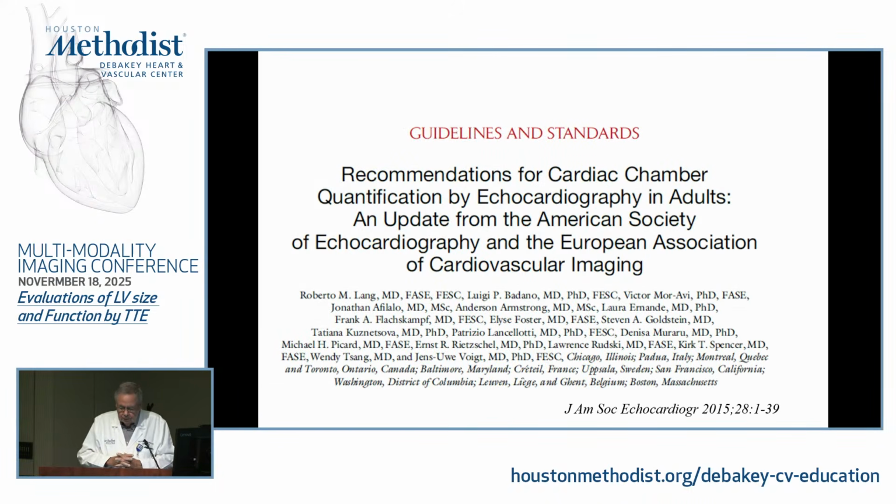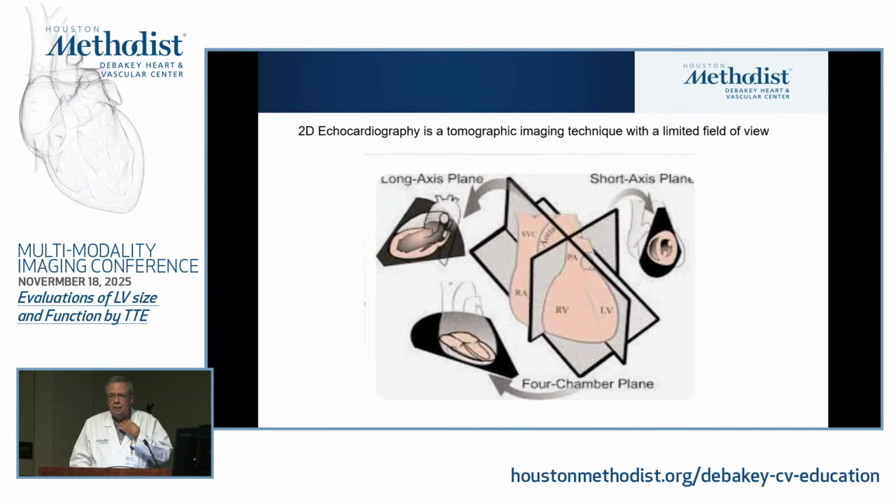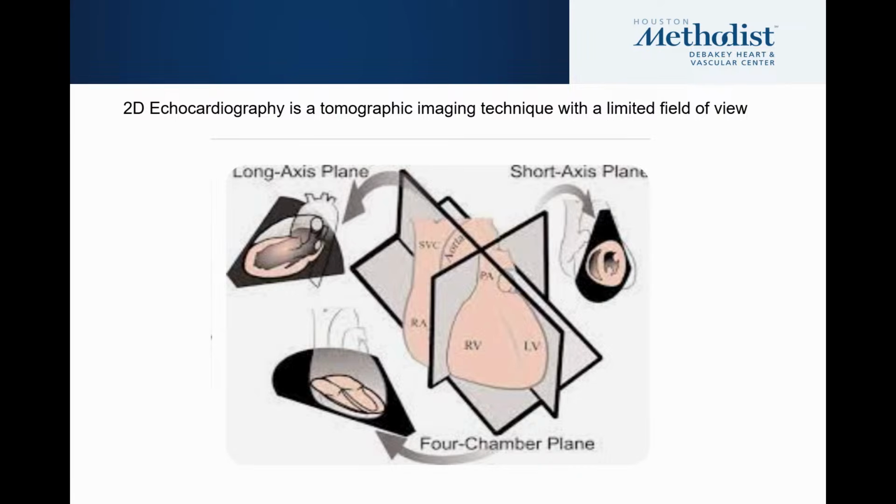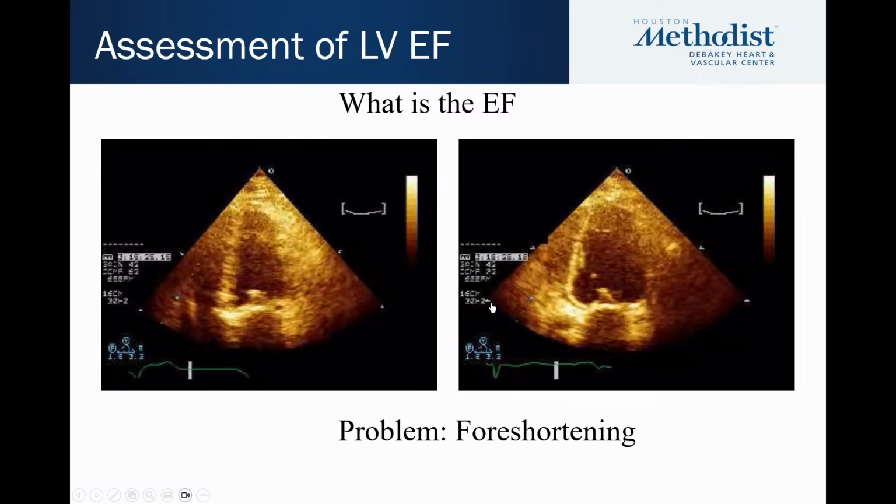This document still is from 2015, the recommendations for quantification by chamber sizes. And in that document, an important thing to remember, which is a big difference between echocardiography and CT and CMR. All three of them are tomographic, but echo is not only tomographic, it has a very limited field of view. We don't see the whole chest. So we don't see how the heart is positioned within the chest. We're trying to cut the heart using a transducer in the chest, making different slices. And therefore, it's very subject to foreshortening.